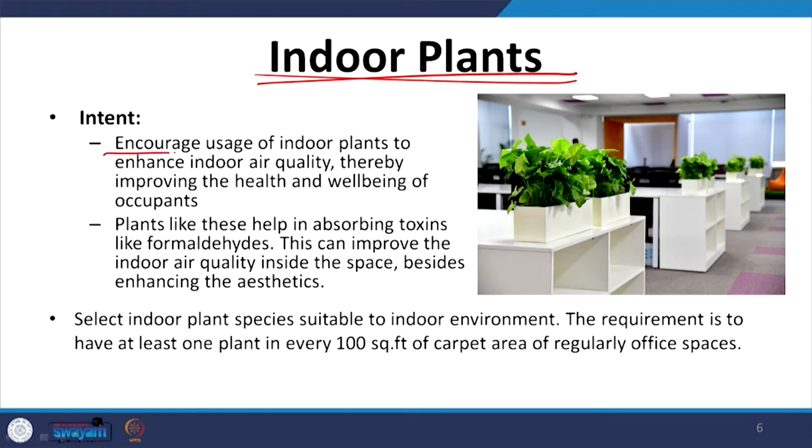So, the use of indoor plants has to be encouraged, and specific plants which improve the quality of air have to be used. The specific types of plants which help in absorbing the toxins like formaldehyde, they need to be planted. So, specific prescriptions on the types of plants which shall be planted indoors are also available, and we have to select the plants carefully. But whatever the plant is, the overall ambience of the space also changes, and it has a soothing effect, a betterment effect on the health and well-being of the occupants. So, the intent is to maximize the use of indoor plants in the building interiors.